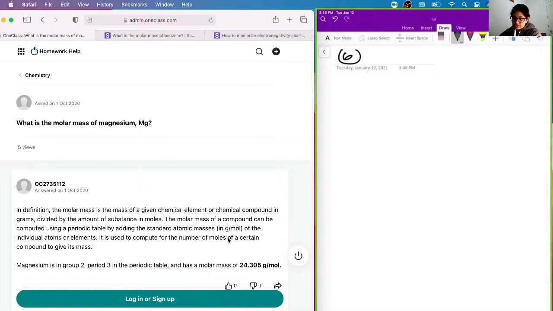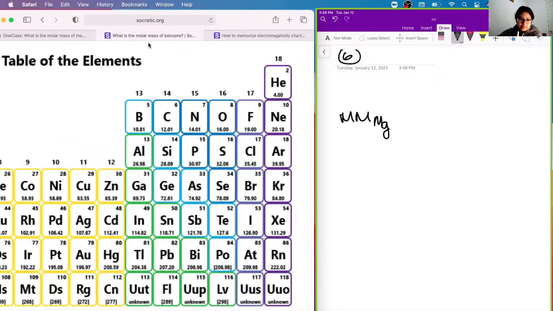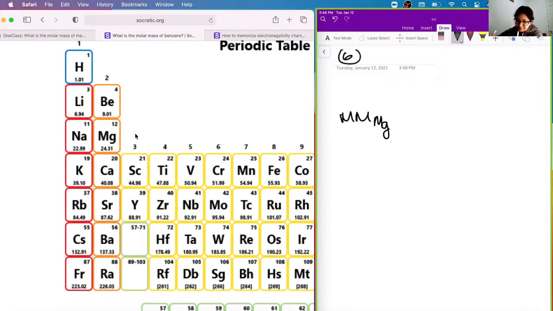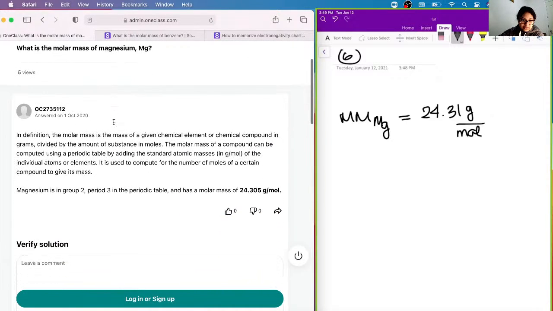Okay, our next question says, what is the molar mass of magnesium? So we know that magnesium is an element, so the molar mass is given in your periodic table. Magnesium is in group 2, right? So the molar mass of this is 24.31 grams per mole. So the units for molar mass is grams per mole. So this is your answer.